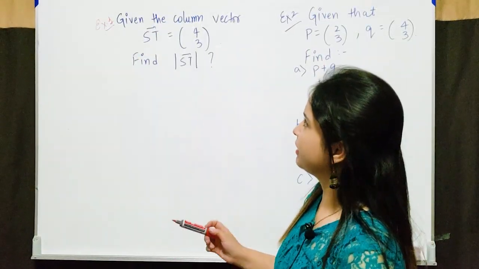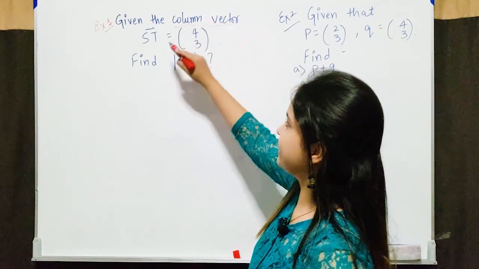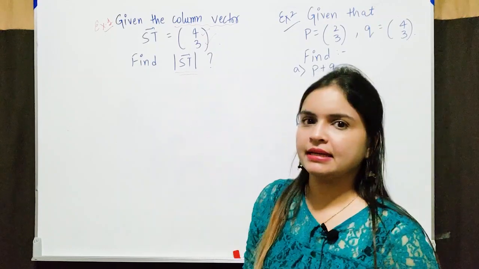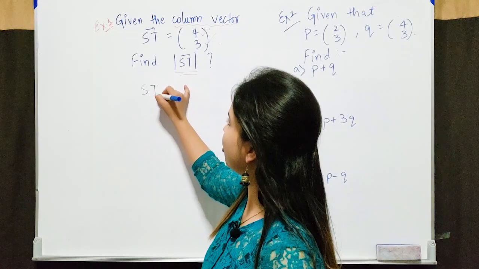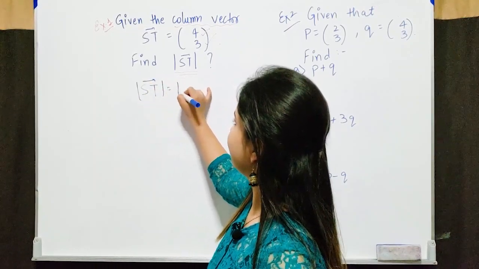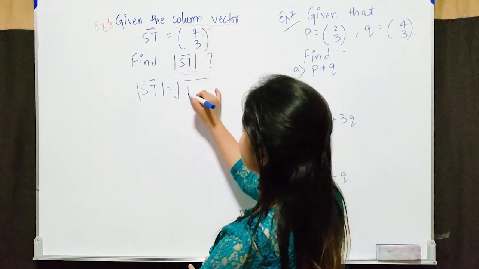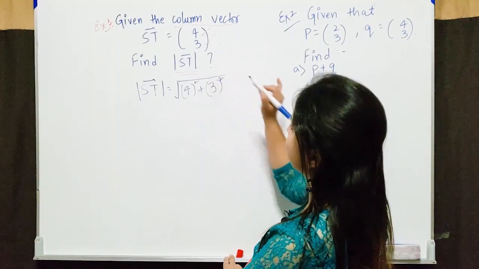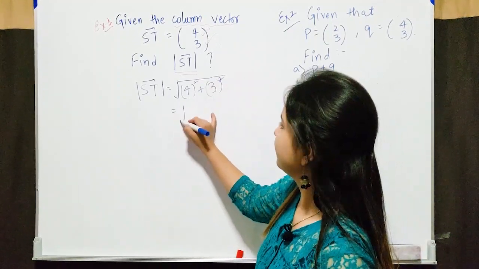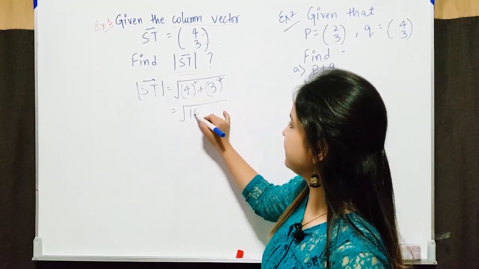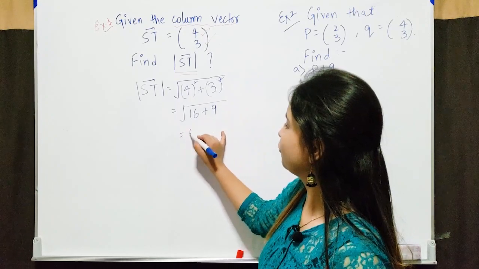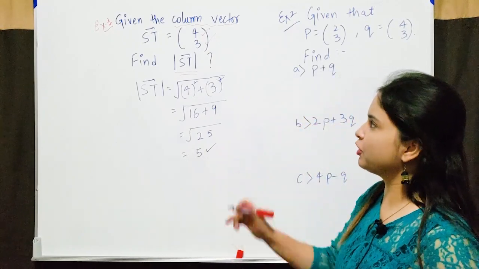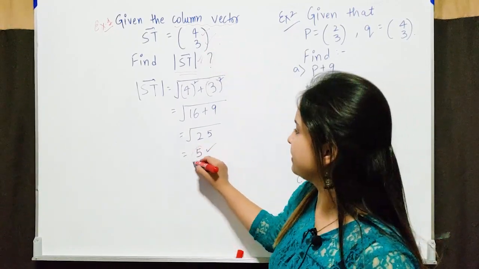Look at example number 1. We are given a column vector ST, which is (4, 3). Find the magnitude of ST. Now, what is the formula to find the magnitude of any column vector? It is the square root of x units squared plus the square of the y units. That means 4 squared is 16, 3 squared is 9, which is the square root of 25, which is equal to 5. So, the magnitude of ST is 5.